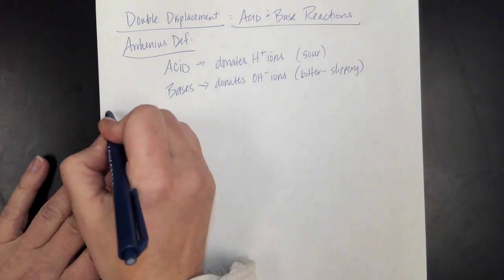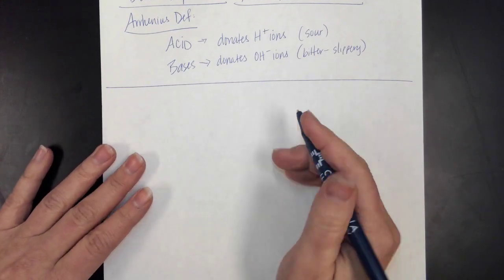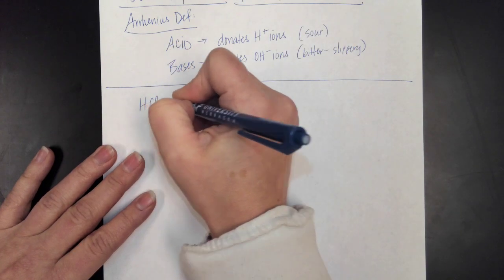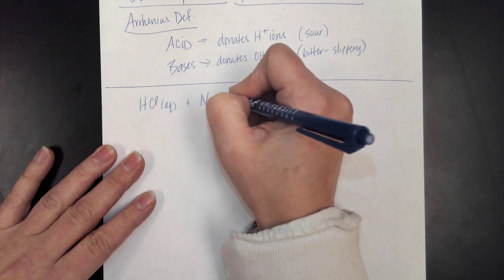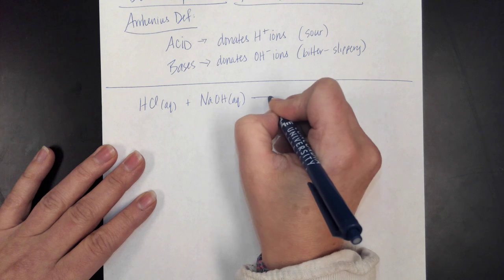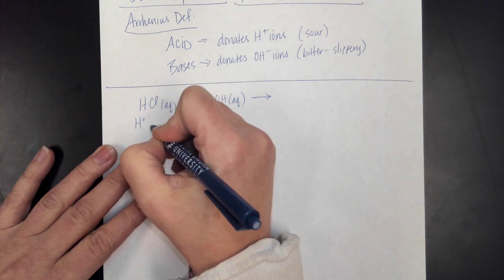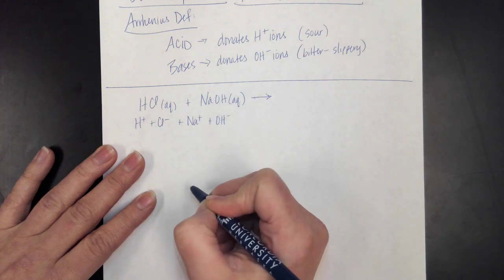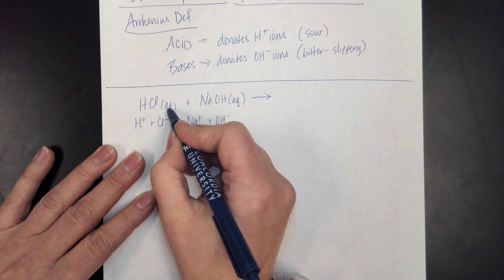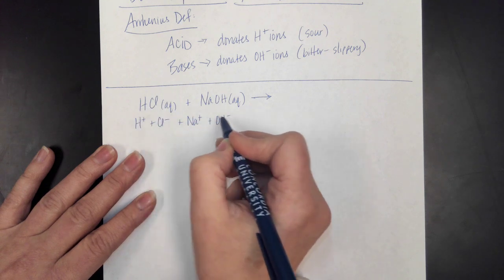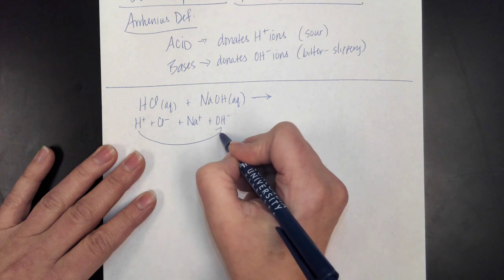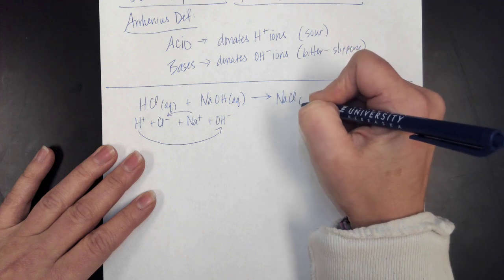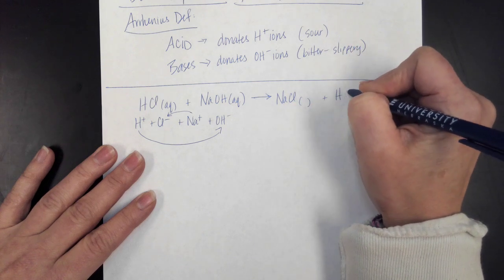If we look at a reaction between an acid and a base, so if I have hydrochloric acid plus sodium hydroxide in solution, they break up into their ions: H+, Cl-, Na+, OH-. That's what aqueous means. They're no longer stuck together, but they're ions in solution, and they rearrange, forming new potential products. So my potential product would be sodium chloride, maybe, and HOH.